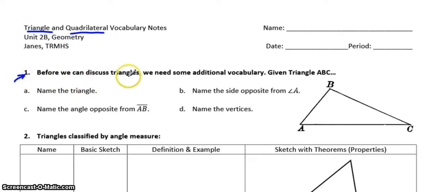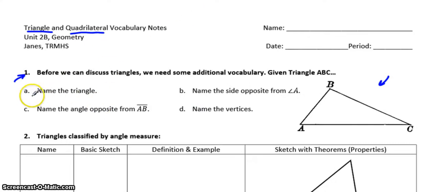Before we get into the meat of the different kinds of triangles, we're going to need to remember some additional vocabulary. Given this triangle ABC right here, let's answer these 4 questions, and I bet you can try these without me showing you first. Pause the video now and try and answer questions A, B, C, and D number 1. Go ahead and pause the video. The answers will be up in 3, 2, 1.